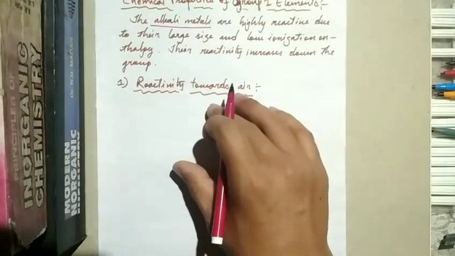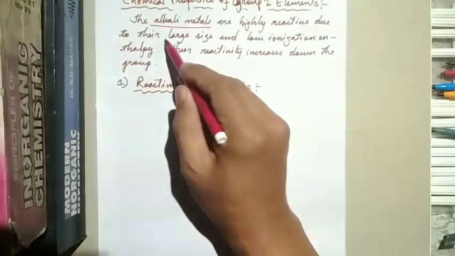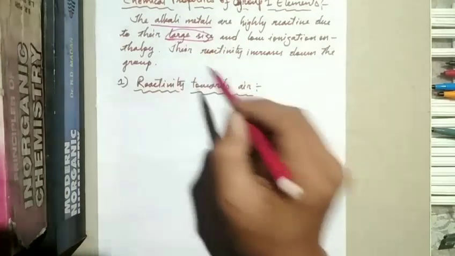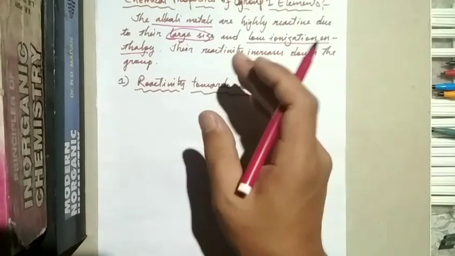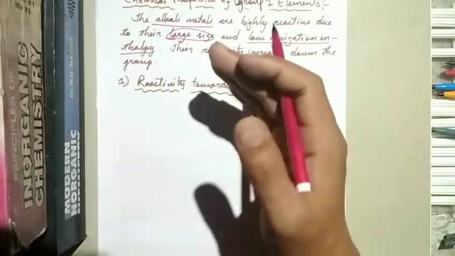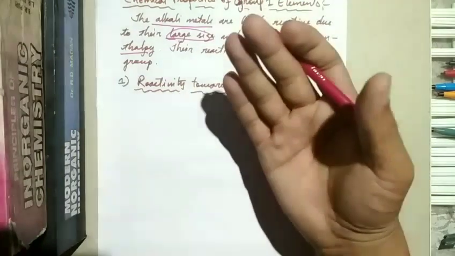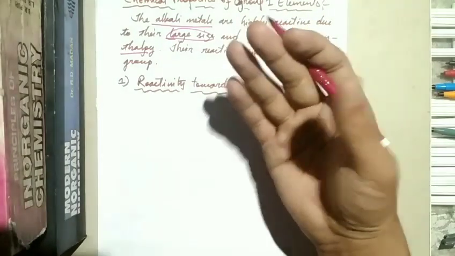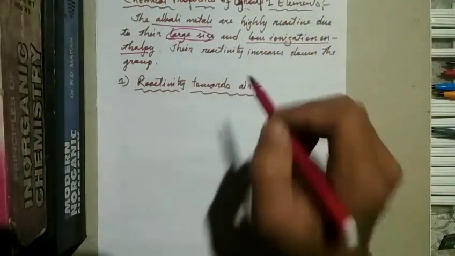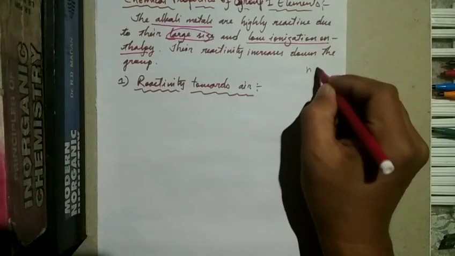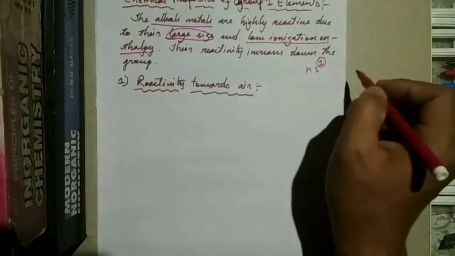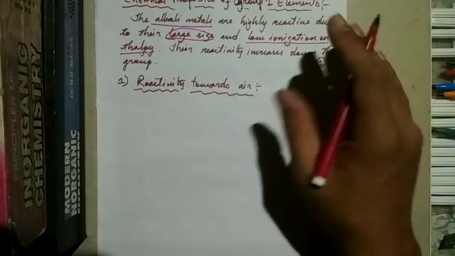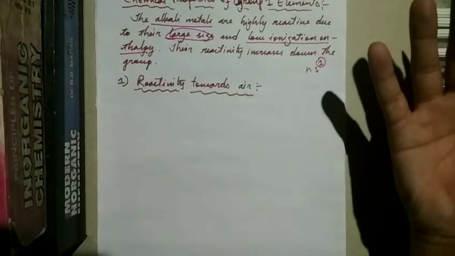Why are they highly reactive? The reason is their large size and low ionization enthalpy. Low ionization enthalpy means they can readily donate their outermost ns1 electron. So they readily donate these electrons, and that's why they are highly reactive.